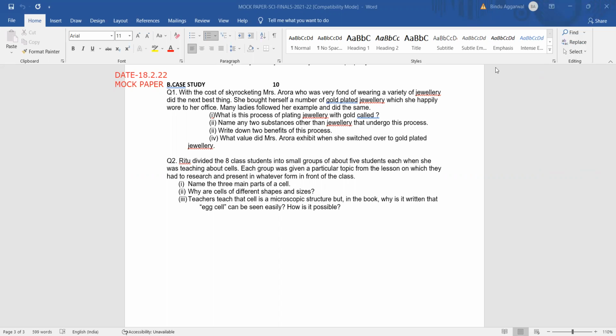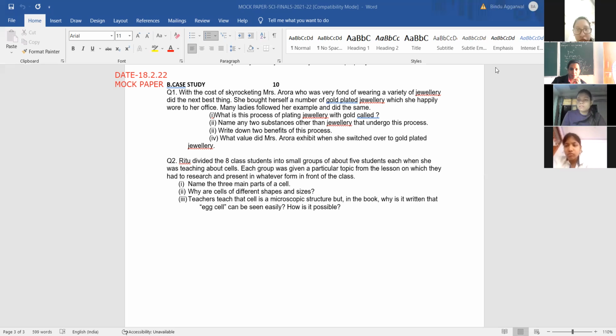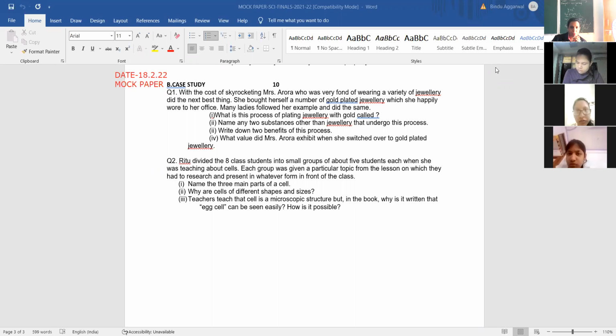Anybody else want to give the answer? Rest are good listeners, I think. Parts of the cell. Yes, Neha. Ma'am, the cytoplasm, nucleus, and plasma membrane. Very good. Cell membrane, cytoplasm, and the nucleus. Why are cells of different shapes and sizes? Cells are of different shapes and sizes because they need to perform different functions. Okay. According to their function, the shape and size of the cell are made.